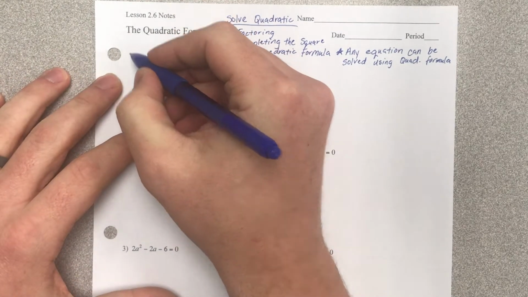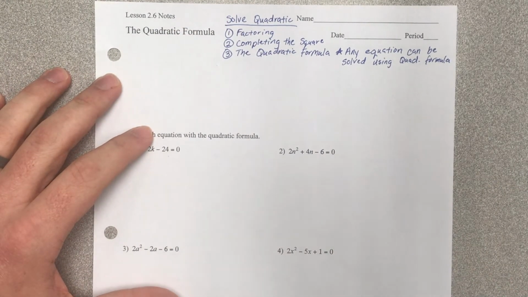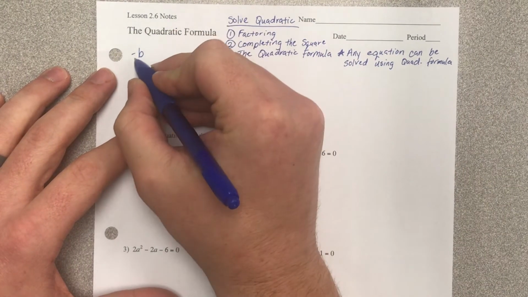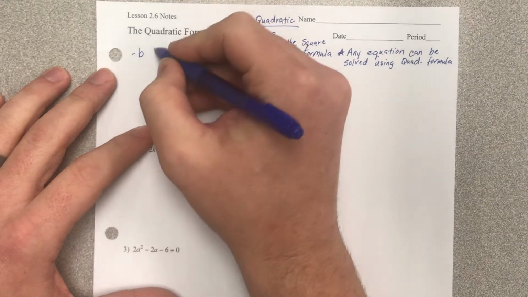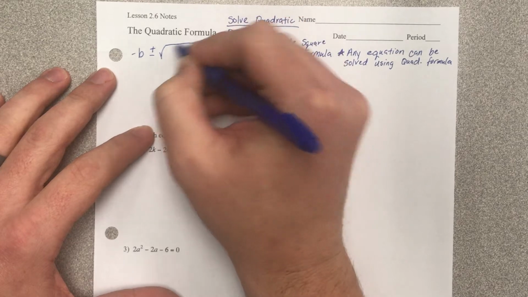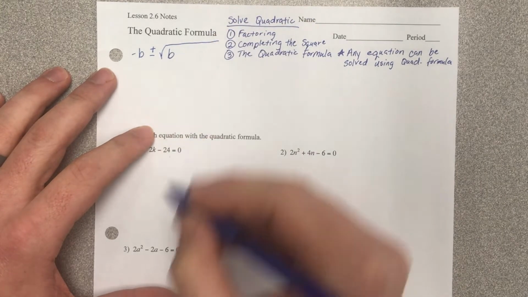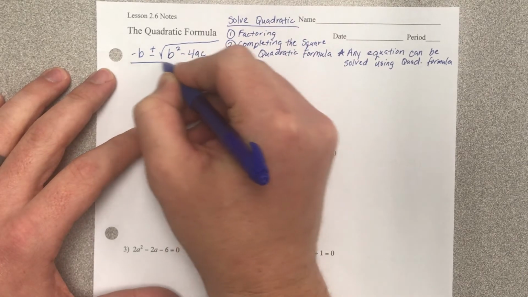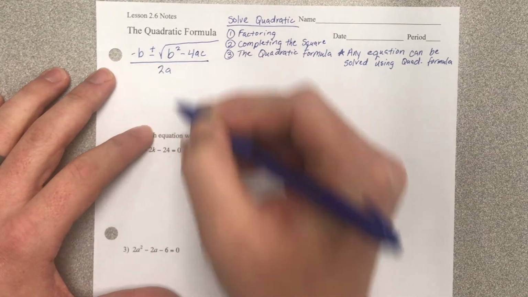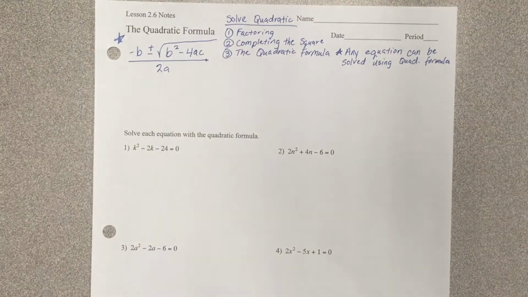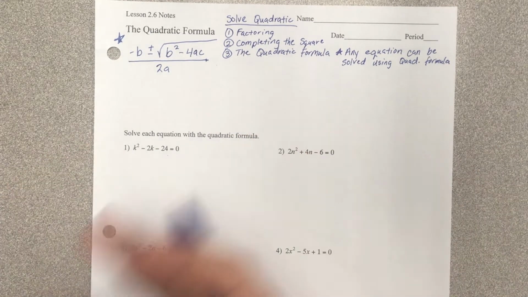The quadratic formula, there are songs about it. If you want to sing songs, sing songs. I don't care. I just need you to know it. So the opposite of b, so negative b plus or minus the square root of b squared minus 4ac, all over 2a. That right here is our formula to solve any quadratic equation.